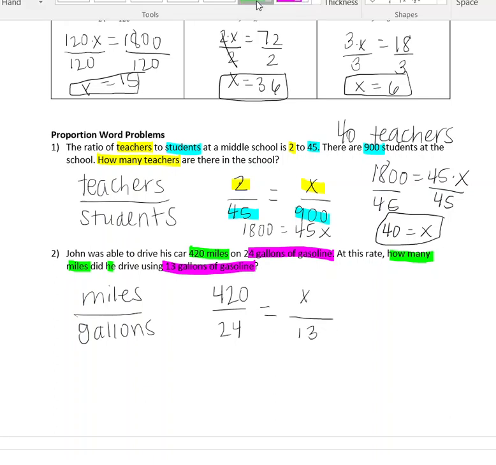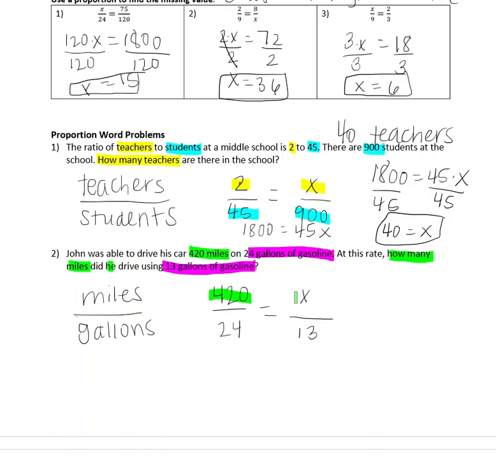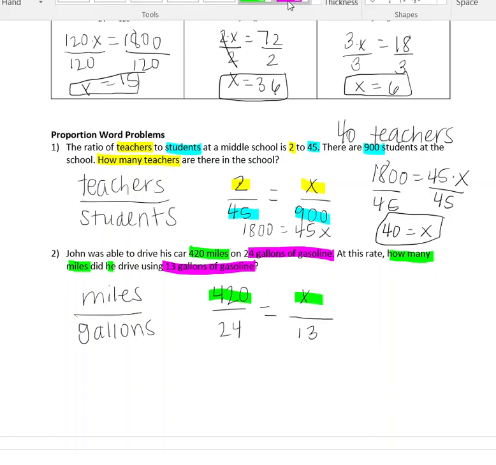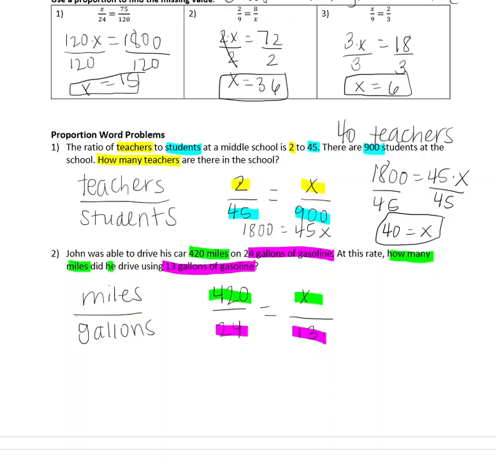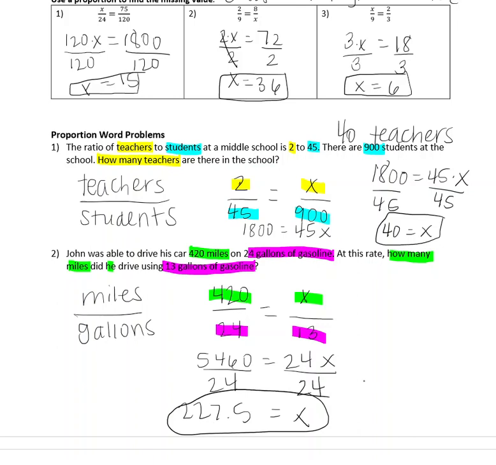So if you want to check to make sure that's all lined up, we have miles on top, 420, and then how many, and on the bottom we have gallons, 24 gallons and 13 gallons. Now to solve, all we have to do is cross multiply. So 420 times 13 is going to get us 5,460 equals 24 times x, which is 24x. To solve for x, we divide by 24 on both sides, and x equals 227.5. And our units here were miles, that's what we were solving for, so on 13 gallons of gas, this means you could go 227.5 miles.